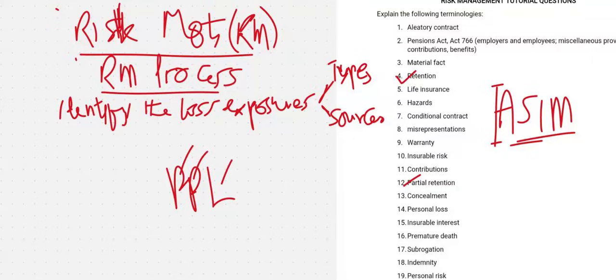And they are part of the 30 areas your lecturer gave you. Property loss exposures, personal loss exposures, and liability loss exposures. So those are the types of exposures you're going to identify. I get it. So these are property loss exposures.